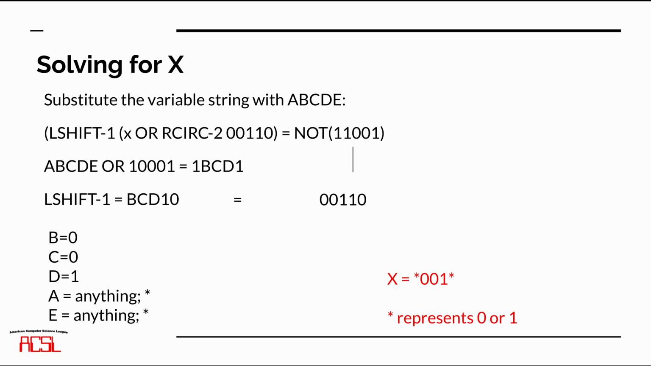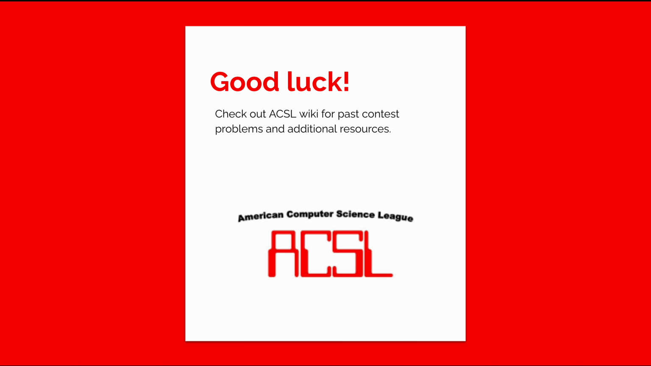Now A and E are not in our equation. That just means that they're not really relevant and they can be anything, and it doesn't matter because we get rid of them anyways. That's why we're using that little star symbol, and that represents anything, any value. So our final string is going to be A, which is a star, 001 for B, C, D, and then another star because E can represent any value. That would be our final answer for that problem.